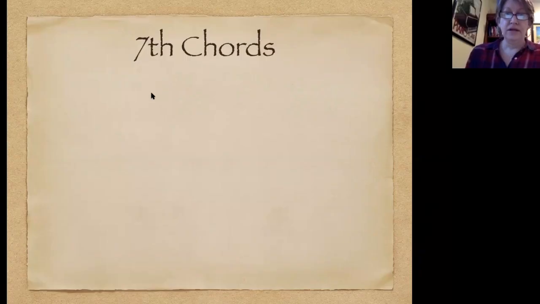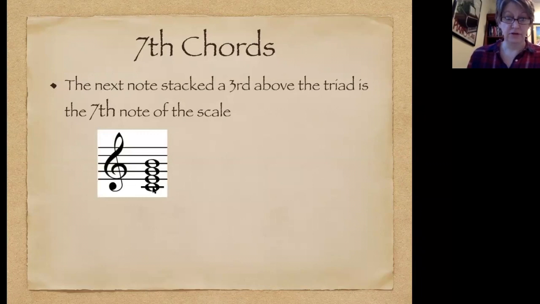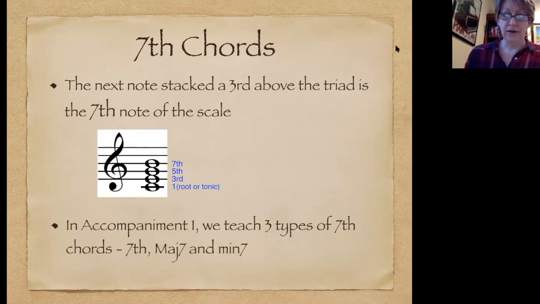So now we're going to talk about 7th chords. The next note, when we keep stacking up those thirds, is the 7th. So here's our 1, our 3, our 5, and now our 7. In the accompaniment 1 program, we teach 3 types of 7th chords. I think if you've all taught accompaniment, you know this. The 7th chord, the major 7th, and the minor 7th.